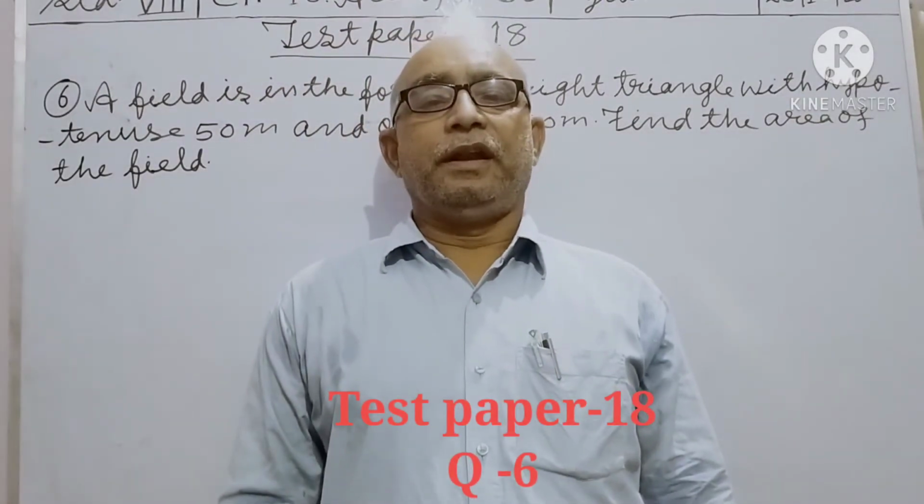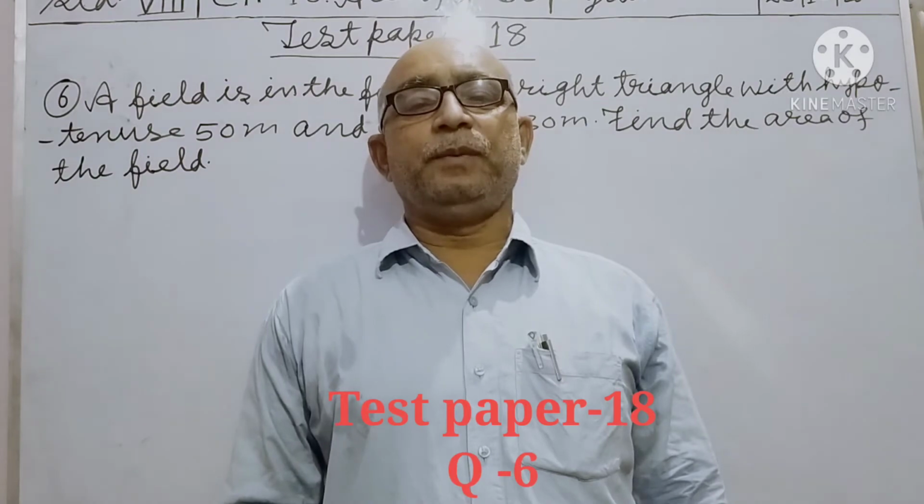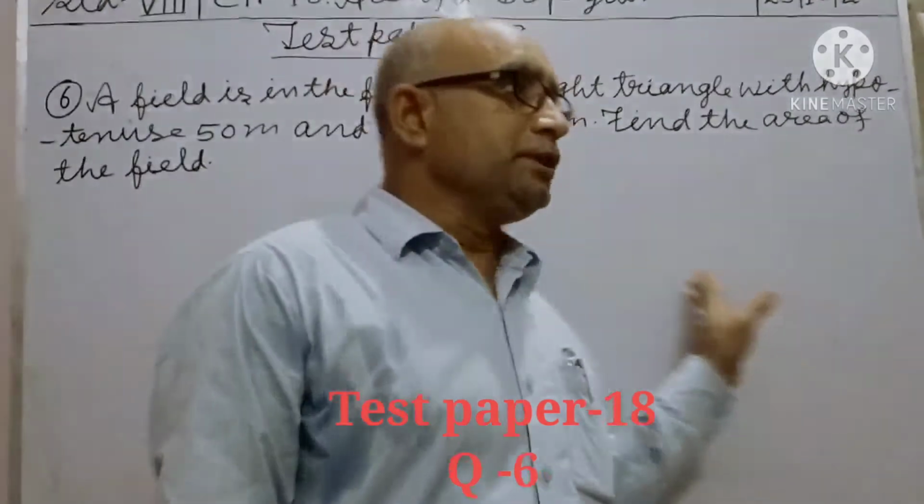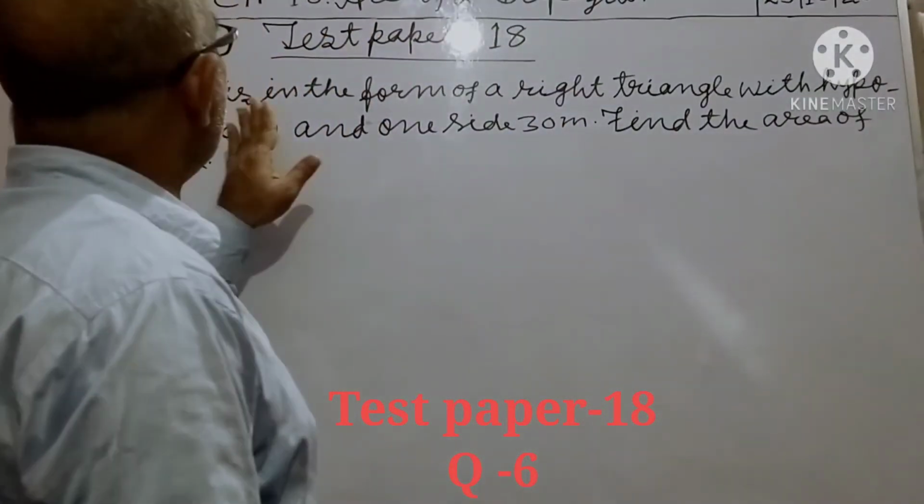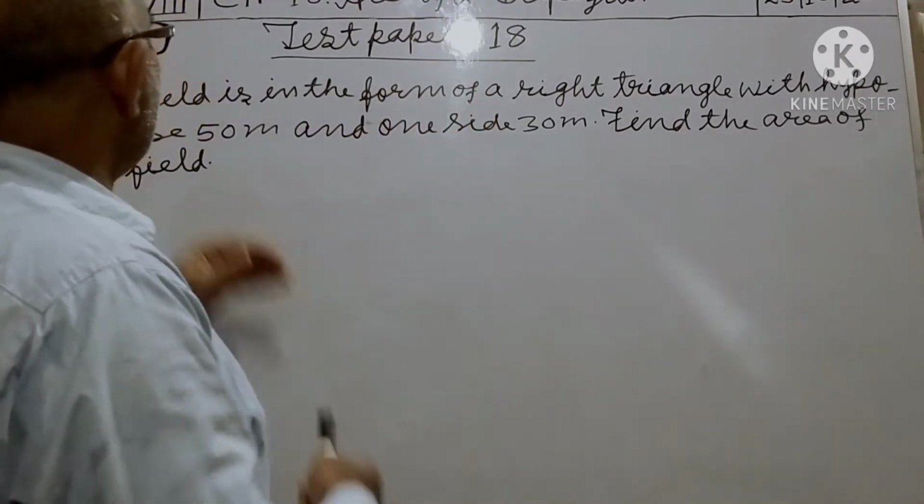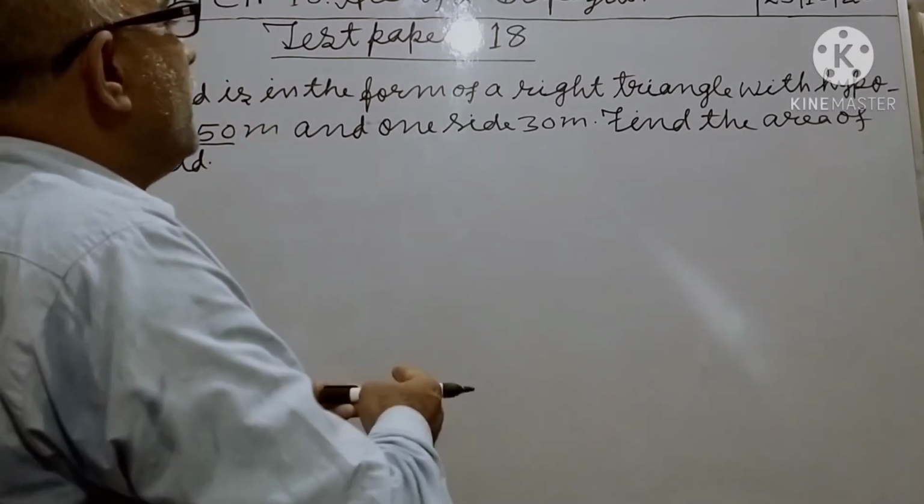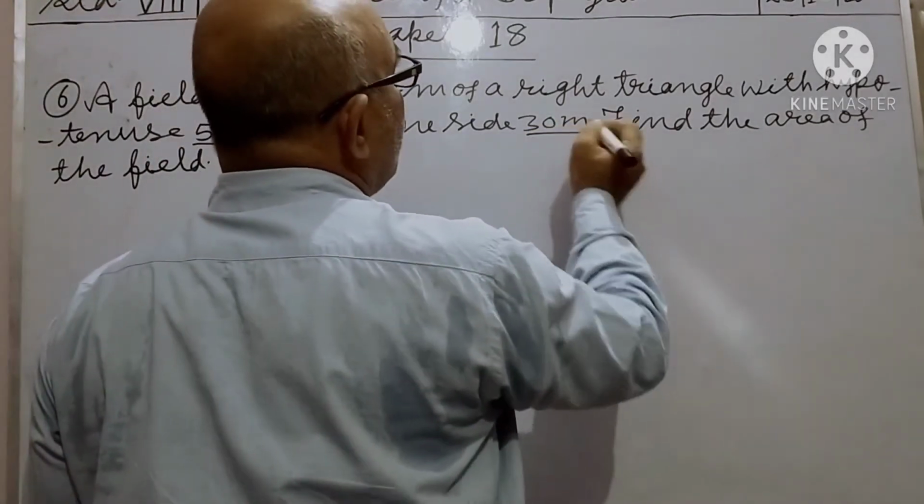Students, next question is question number 6 of test paper 18. In this question, a field is in the form of a right triangle with hypotenuse 50 meter and one side 30 meter. Find the area of the field.